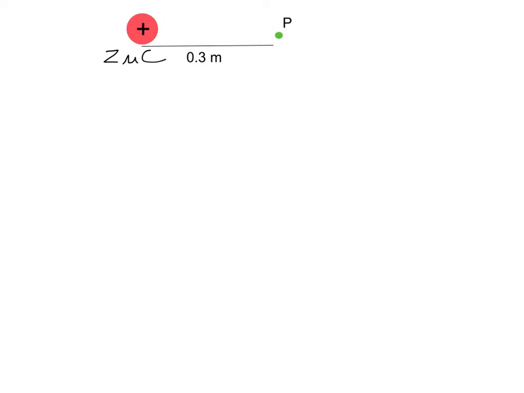microcoulombs. Now, this symbol here is the Greek letter mu, and we use that in metric notation to indicate micro, which is 1/1,000,000th. Alright, so we'll need to convert that when we solve for the voltage. So let's get to it. Voltage is equal to K, Q over R.